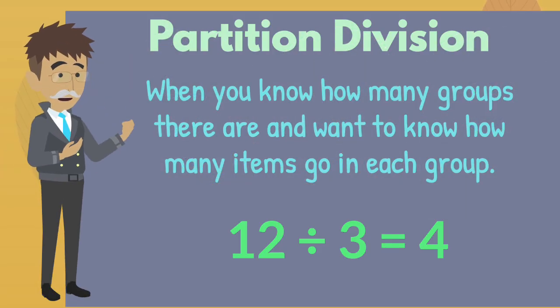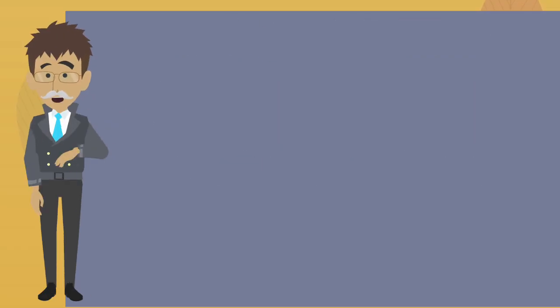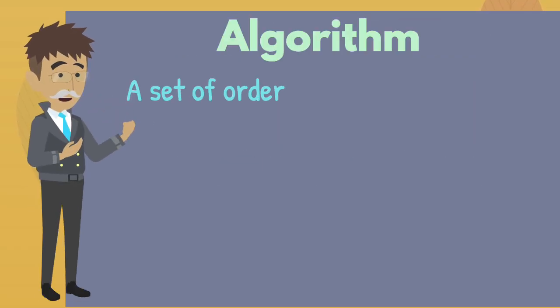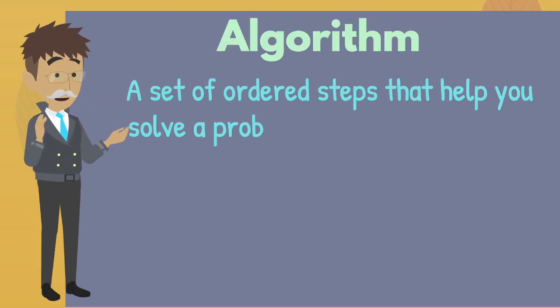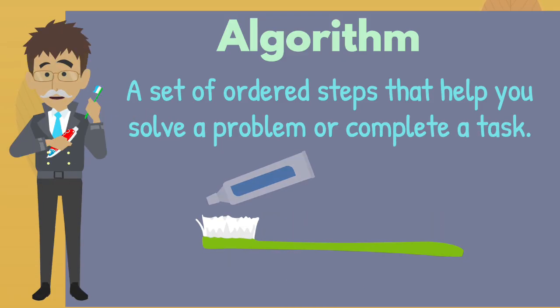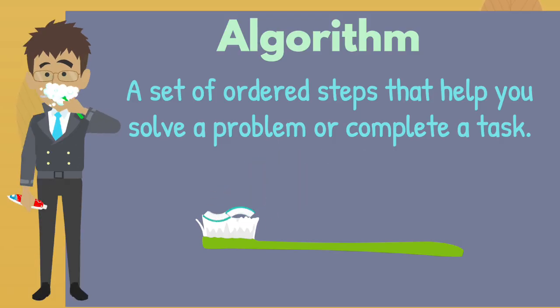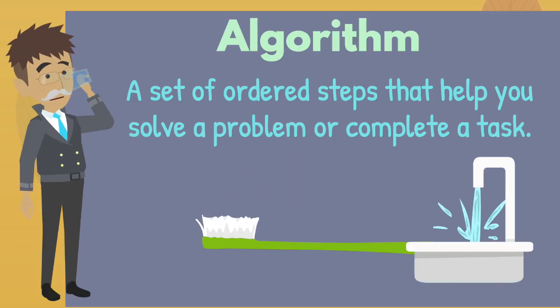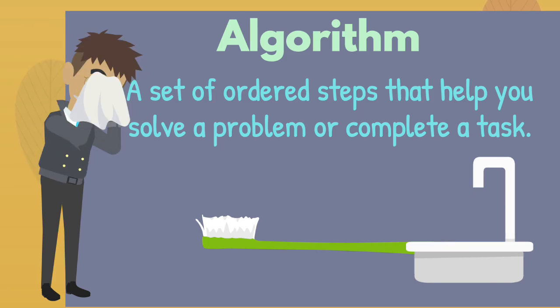When solving problems in math, we also use a few more helpful terms. Algorithm, a set of ordered steps that help you solve a problem or complete a task. For example, you can think about brushing your teeth as an algorithm. Open the toothpaste, apply to toothbrush, brush your top teeth, brush the bottom teeth, spit, rinse, then put everything away and clean up.